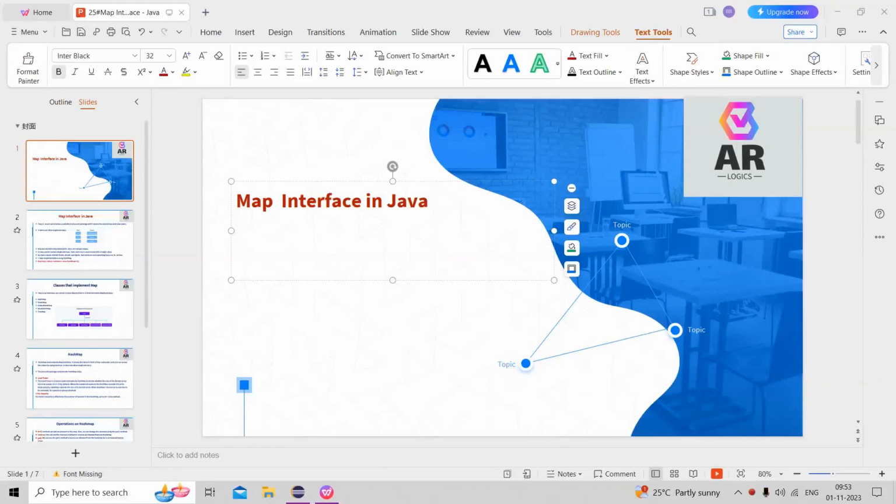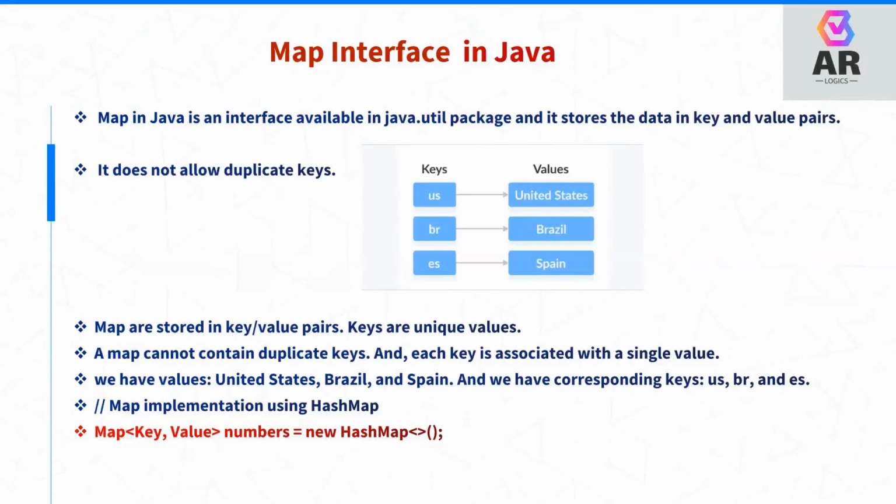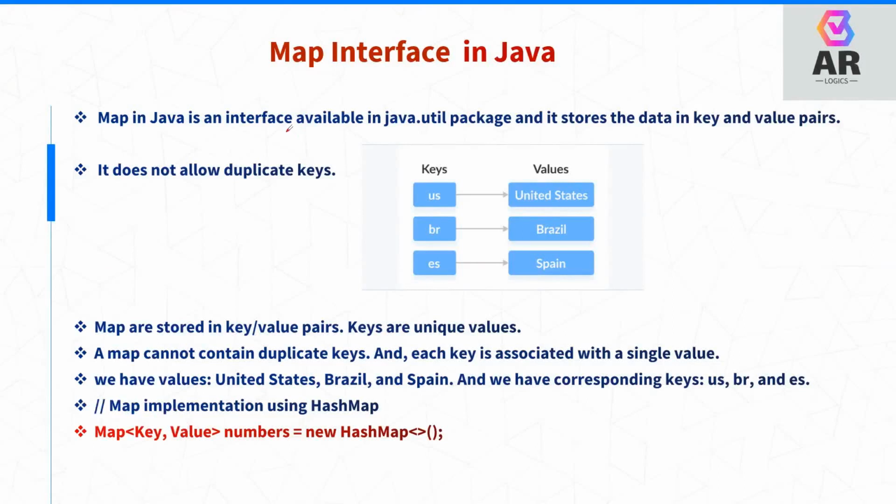Today we are going to discuss the Map interface in Java. So, what is the Map interface? What is a Map? Map is an interface in the Java collection framework. It is available in the java.util package. Okay, it is from the java.util package.